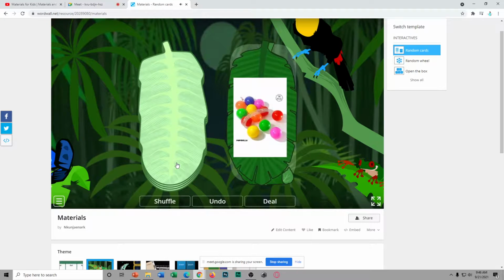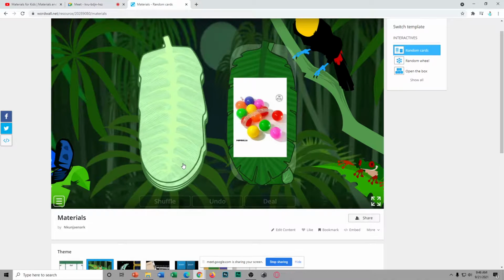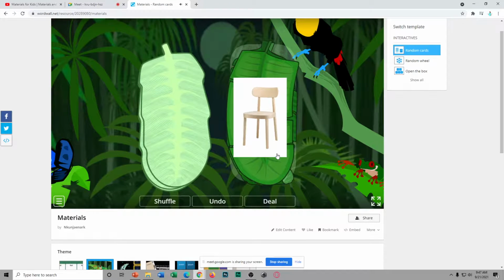Next, what do you call this one? Are these candies? The ball. Balls, right? For the ball pit. What are they made of? Plastic. Next, what do you think is this?